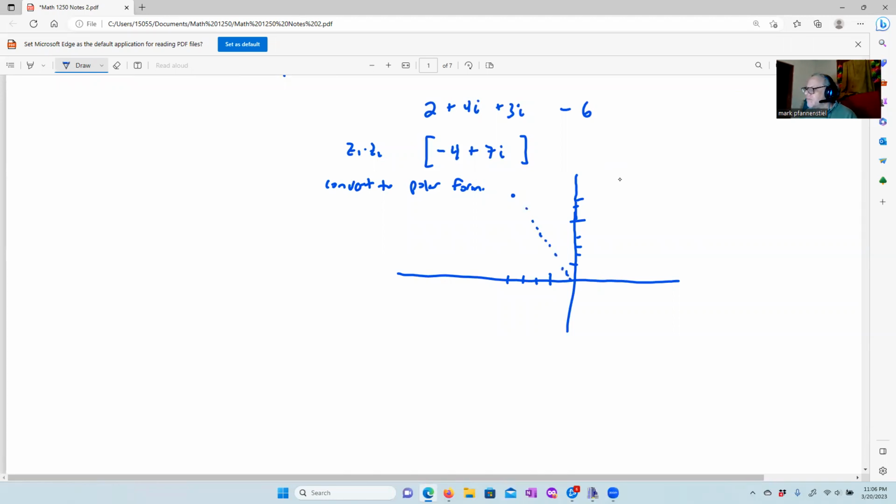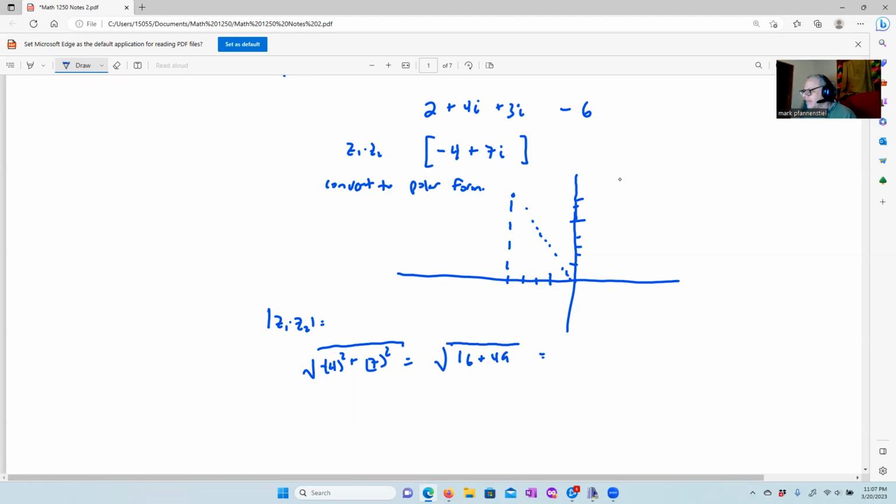Right? And this is going to be my triangle here. Okay. So in order to figure out this distance from the origin to this point here, we want the absolute value of z1 times z2. So what we're going to do is make this triangle. We're going to say, well, that is the square root of -4 squared plus 7 squared. So we're going to have the square root of 16 plus 49.